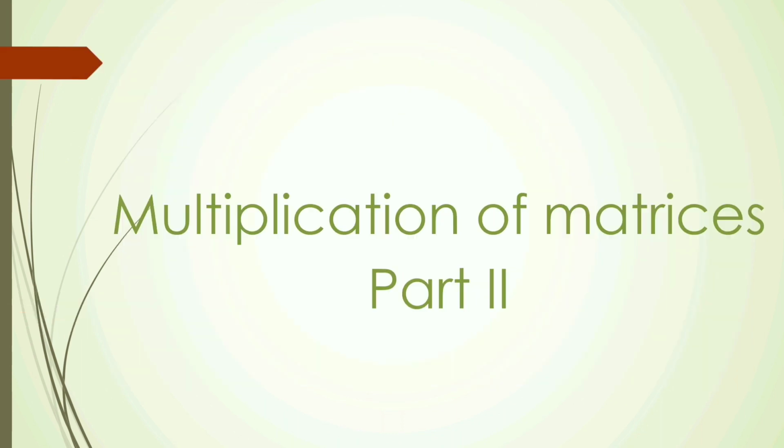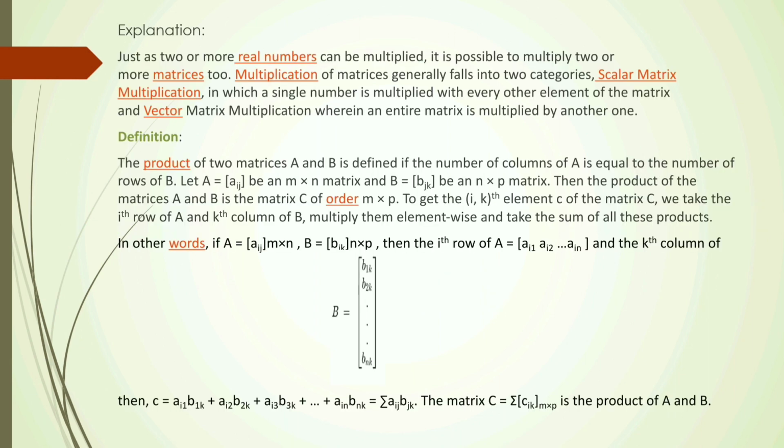In the previous video, we learned two basic operations of matrices, that is addition and scalar multiplication of matrices. Now today I am going to explain multiplication of matrices. Just as two or more real numbers can be multiplied, it is possible to multiply two or more matrices too. Multiplication of matrices generally falls into two categories: scalar matrix multiplication, in which a single number is multiplied with every other element of the matrix, and vector matrix multiplication, wherein an entire matrix is multiplied by another one.